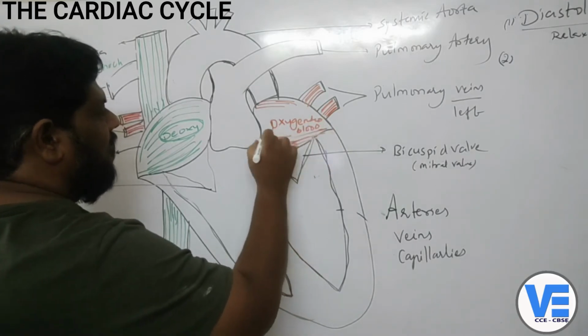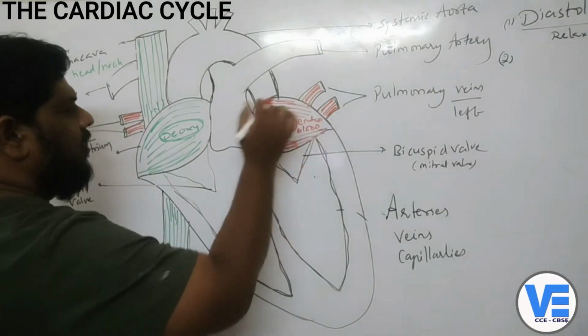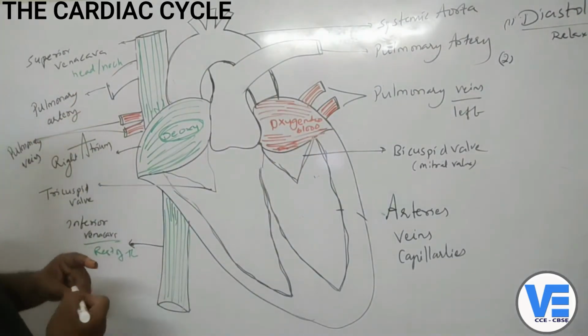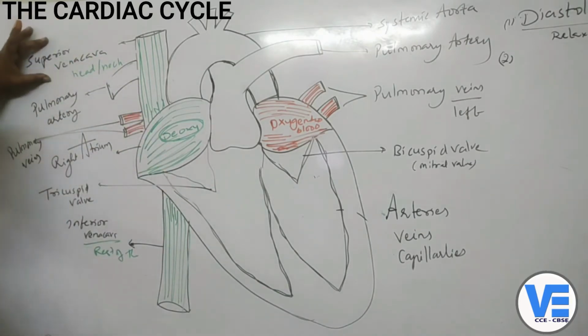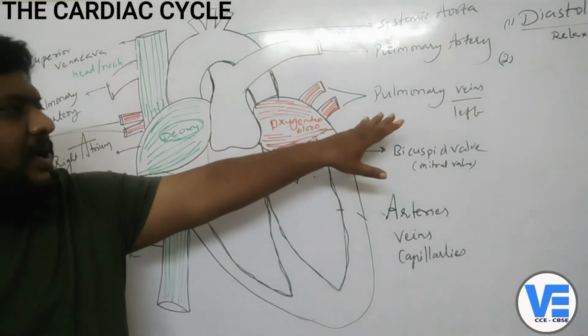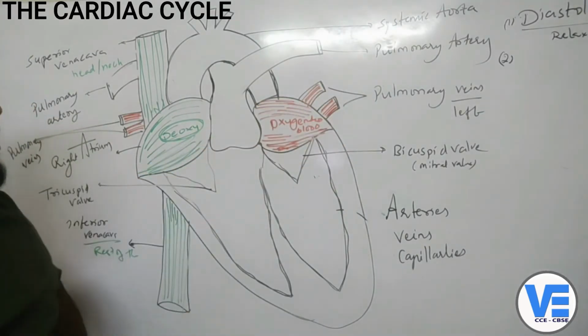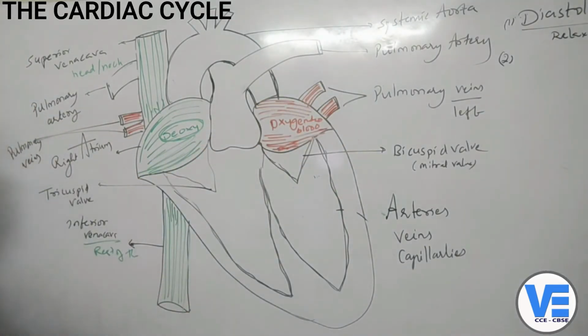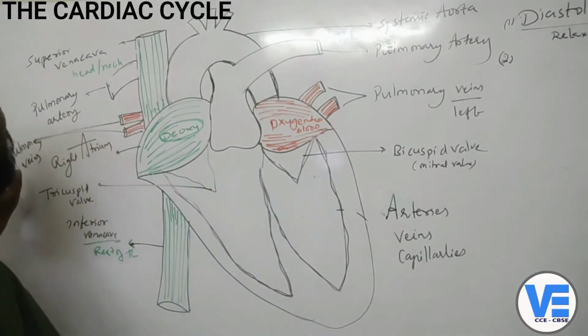So right auricle is receiving the deoxygenated blood. Left auricle is receiving the oxygenated blood. Right auricle is receiving the deoxy blood from superior vena cava and the inferior vena cava, and left auricle is receiving the blood from the left pulmonary artery, okay, left pulmonary artery and the left pulmonary veins and the right pulmonary veins.